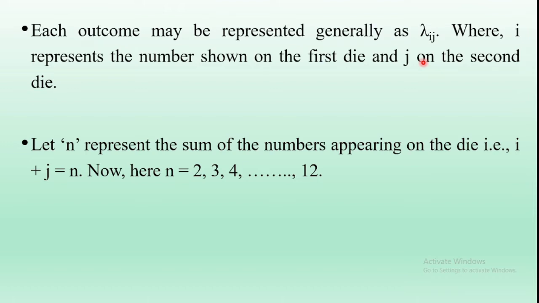So in the above sample space, there are 36 possible outcomes. In that combination, the sum of the numbers appearing on the dice, the values of small n, are 2, 3, 4 and so on up to 12.